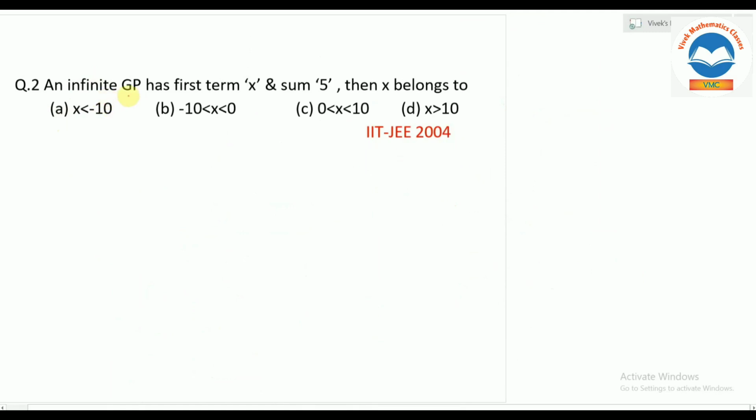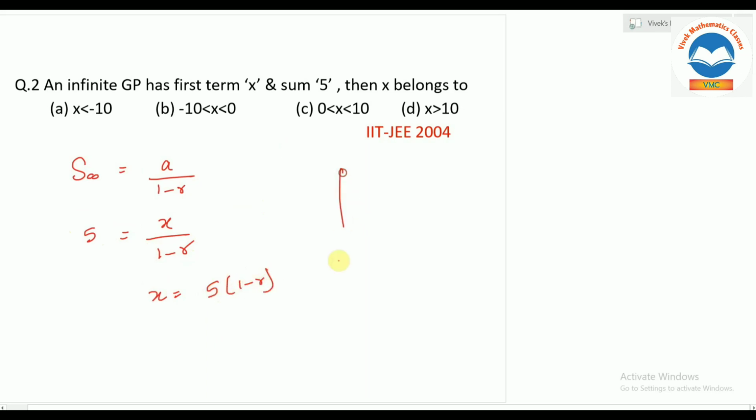An infinite GP has first term x and sum 5. What is the sum of an infinite GP? S infinity will be a divided by 1 minus r. Here a is given as x, and S infinity is given as 5, so 5 equals x divided by 1 minus r. They are asking for the interval of x. From here, x will be equal to 5 into 1 minus r.